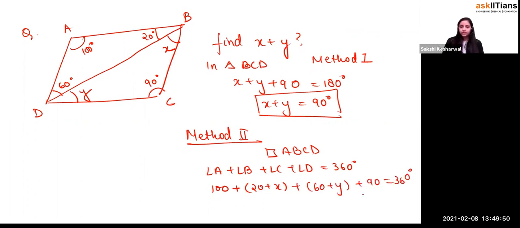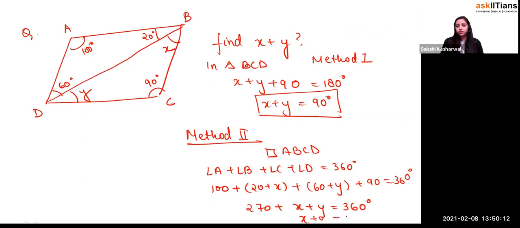So it will be what? 190, 250, 270, right? So 270 plus x plus y is equal to what? 360 degrees. You can do this orally. You can just add up all the numbers and subtract it from 360, right? The sum of the addition will be 270, and then subtract from 360.